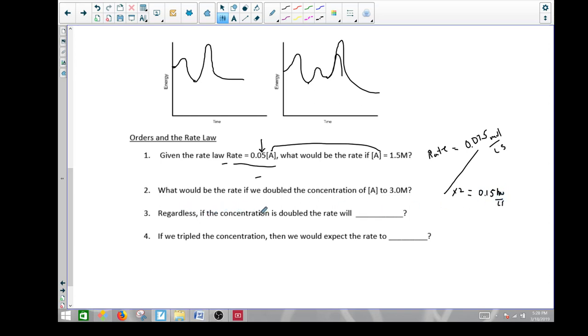Regardless, if the concentration is doubled, the rate will what? Okay, regardless, if the concentration is doubled, the rate will double. If we triple the concentration, then we expect the rate to triple because it's first order.